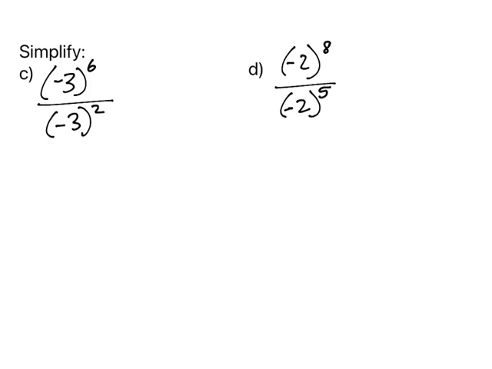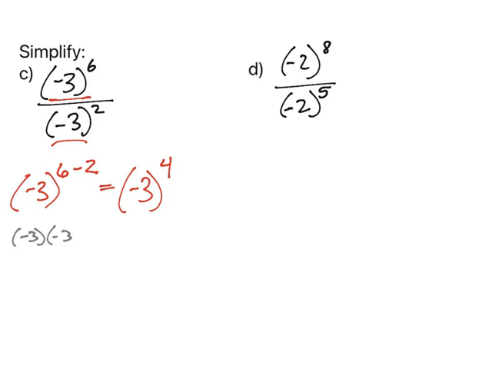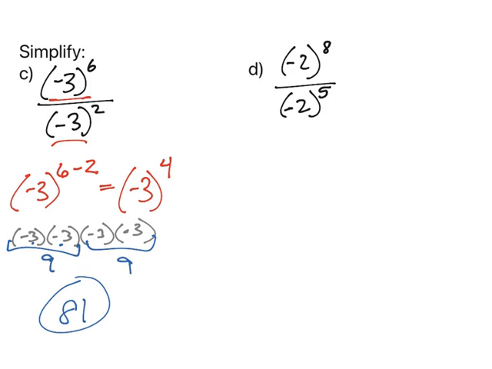In letter C, and C and D, the base is negative. So I have negative 3 in parentheses on the numerator and the denominator. So my base stays the same. I'm going to keep that negative 3 in parentheses. I take the exponent of my numerator, which is a 6, and I subtract the exponent of my denominator, which is a 2. So I have negative 3 to the 4th power. Now to simplify this, this is the same as taking negative 3 times itself 4 times. Well, negative 3 times negative 3 is 9, so this is 9 and this is 9. So I end up with 81. 4 negatives gives me a positive.